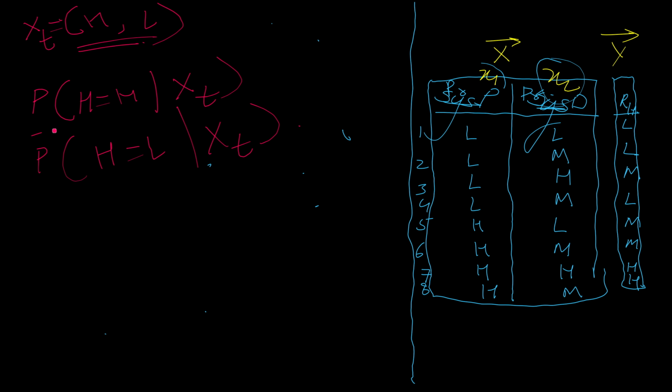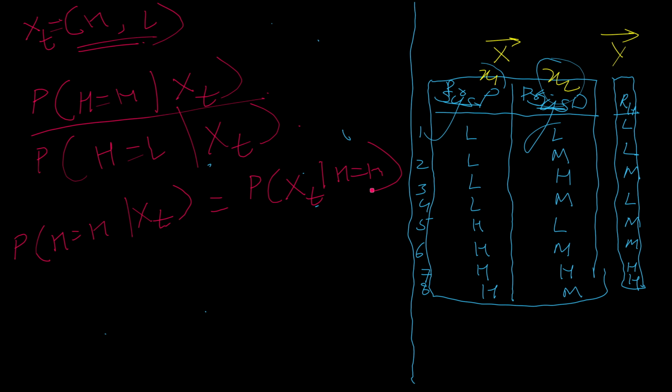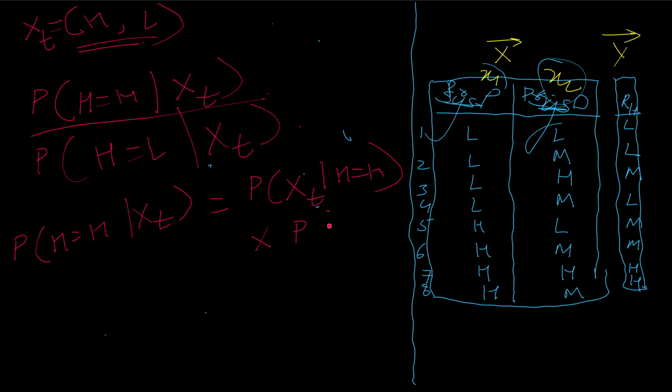So let's compute this one first. Heart risk is equal to high given xt. We can say this is equal to the probability of xt given heart risk is equal to high, into the probability of our y class itself, which is heart risk is equal to high, divided by the probability of getting such data that we have got.